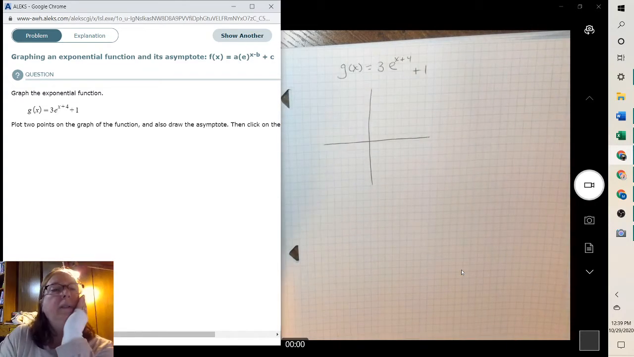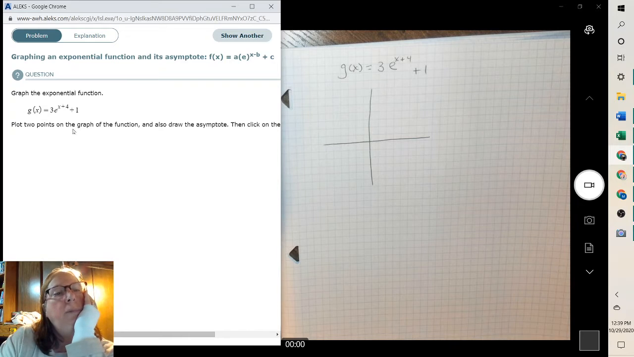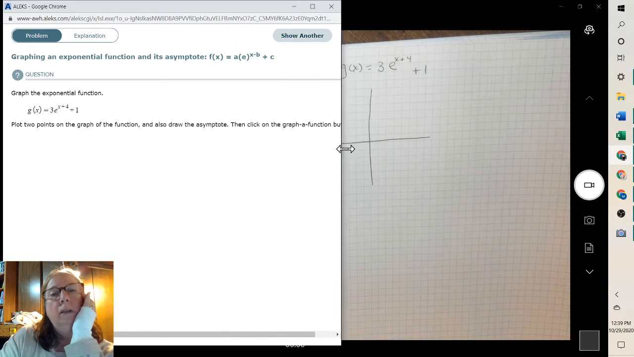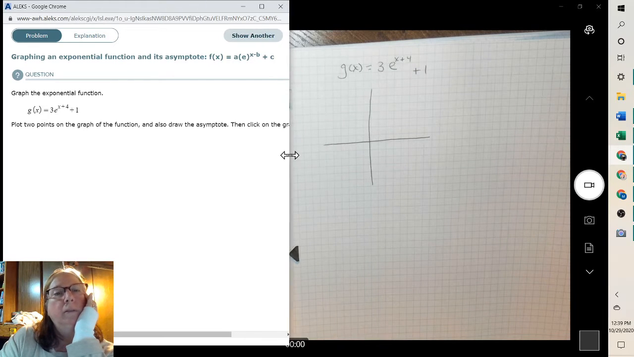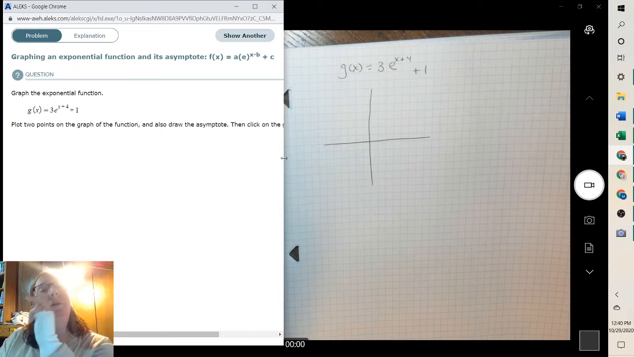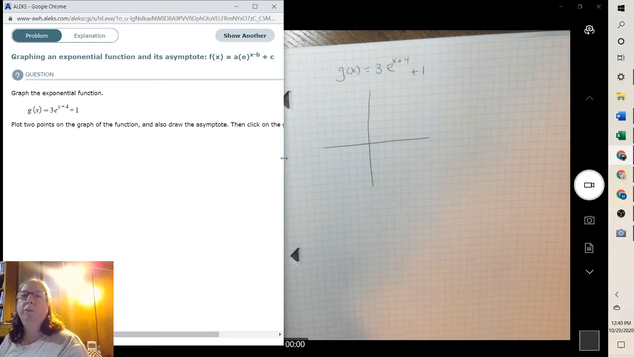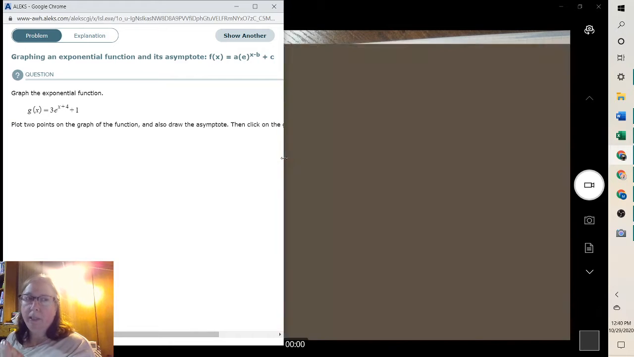How many points do they want us? Plot 2 points on the graph. Also draw the asymptote. Then click the graph a function button. Okay. So we have to plot 2 points. Now when you're doing this one, they want you to keep the E, not to use the calculator. If you have an E in it, you keep it.